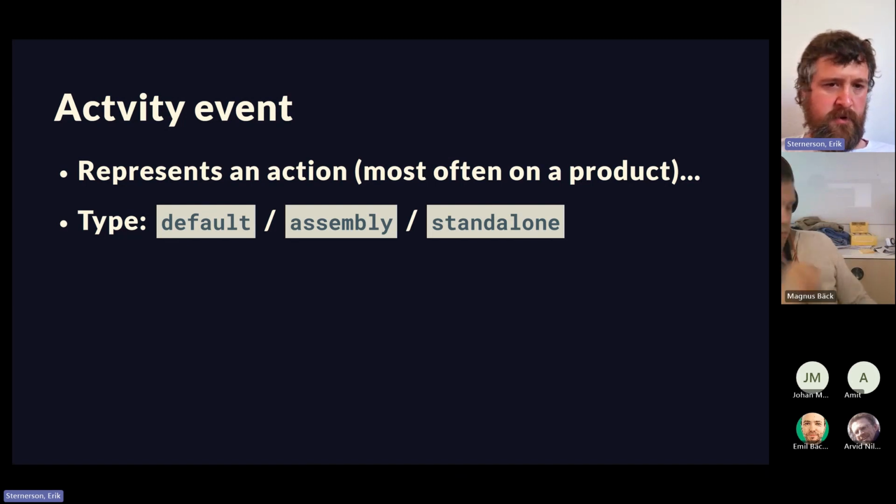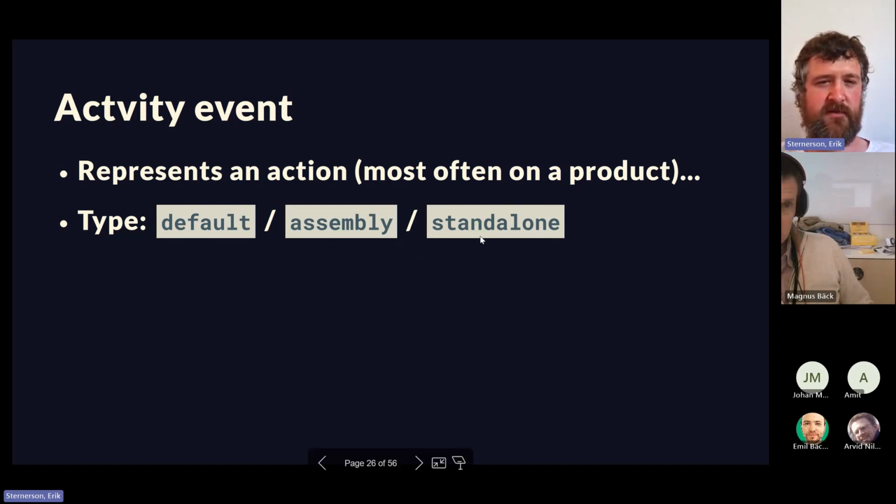One not so intuitive aspect of this is that the schema for the event changes depending on which of those types you have. So if you have default, then you can only refer to one product. If you have assembly, then suddenly product is a list, and standalone, then you cannot give a product. And there are some other differences as well. So yeah, that makes stuff a little bit challenging sometimes.